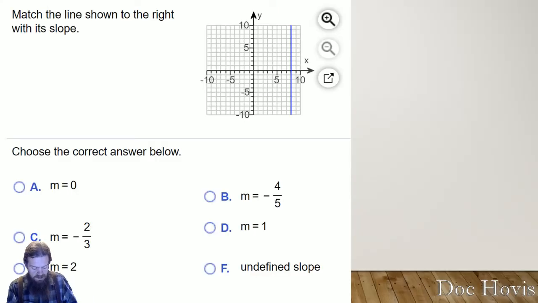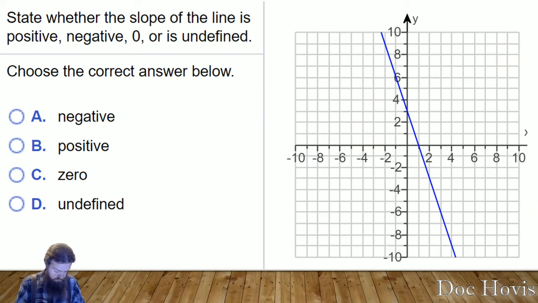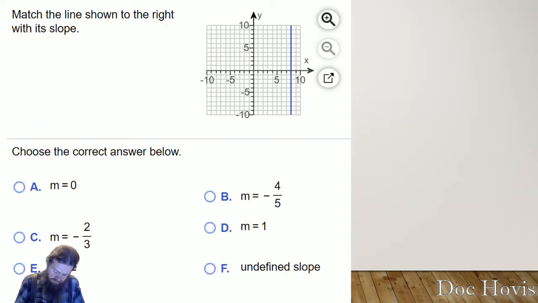Match the line shown to the width and slope. All right, we got to talk about a couple things. Well, what are these slopes? Well, this one's a B right here. B right here is a negative slope. That means it's going downhill. So is C. It's going downhill.